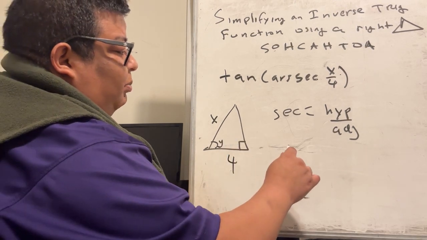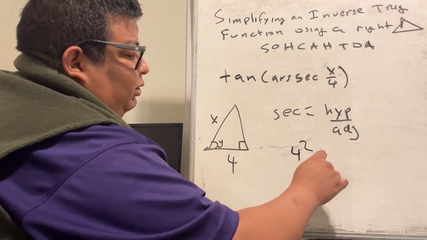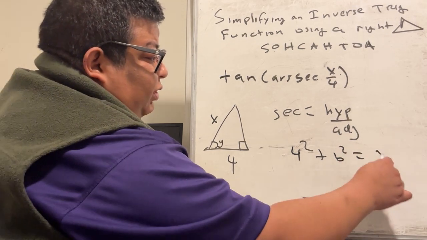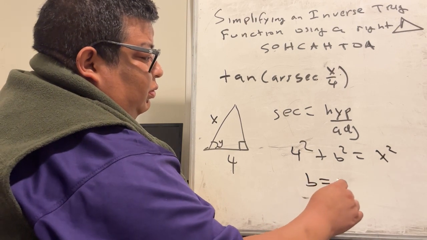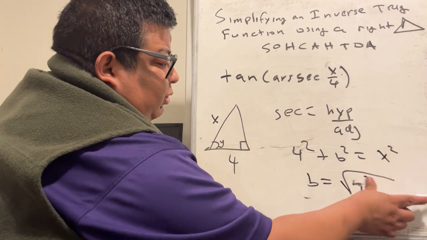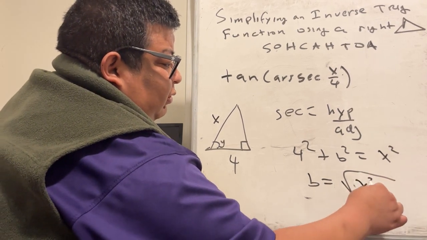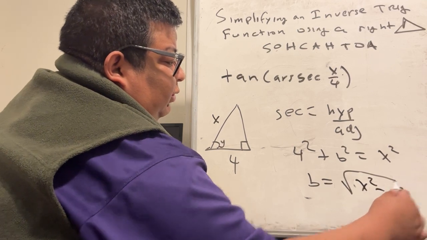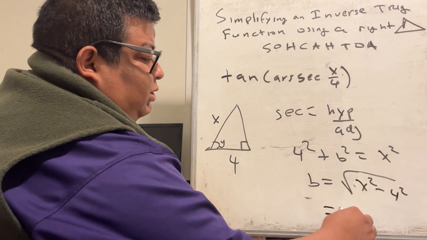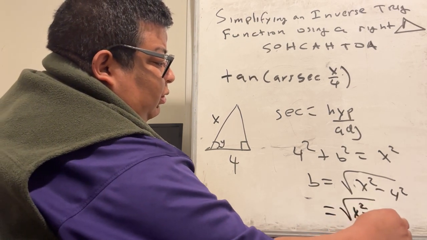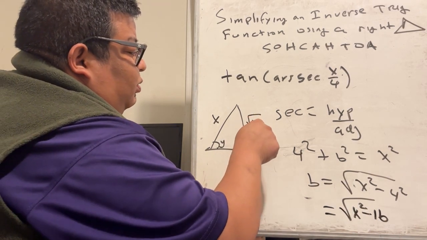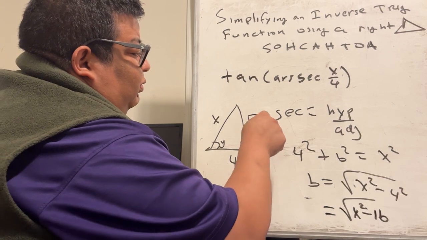And once again, we're going to use the Pythagorean theorem to find the missing side. So it will be 4 squared plus b squared equals x squared. That means that b is equal to x squared minus 4 squared. And that's equal to x squared minus 16. So that means that this here is equal to x squared minus 16.